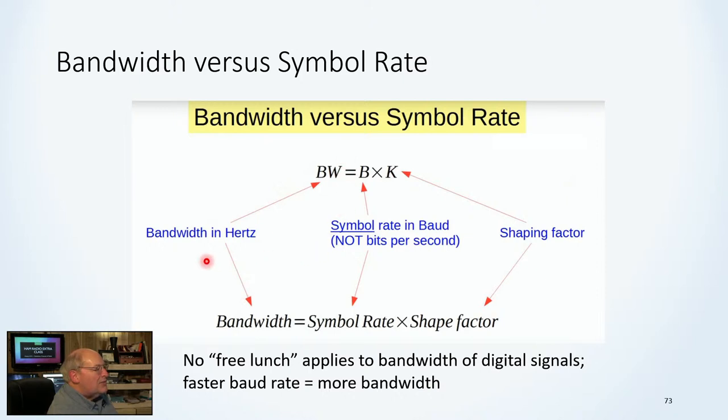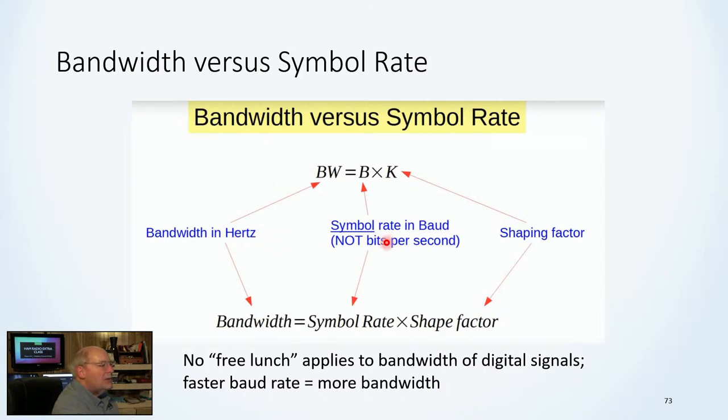So here's a formula out of that ITU document that says the bandwidth in hertz, that means how much spectrum we're taking up, we'd see it on a spectrum display, is the symbol rate in baud, not the bits per second, the symbol rate in baud, that's how many times we're changing some characteristic of the carrier per second, times a shaping factor. Well, this is just concept right now, but bandwidth equals symbol rate times shape factor.